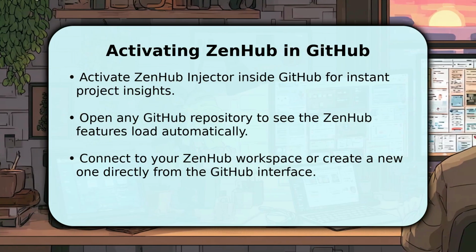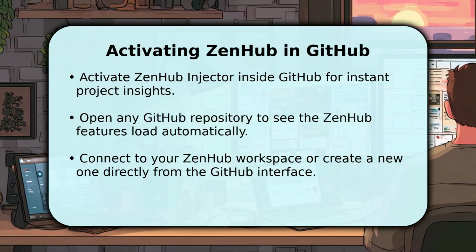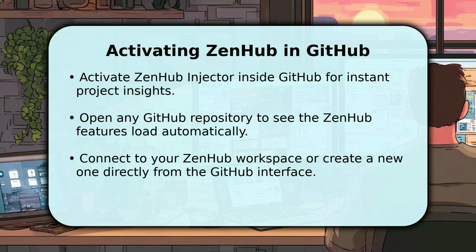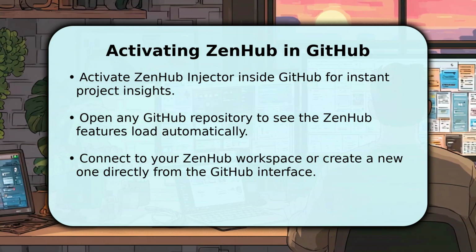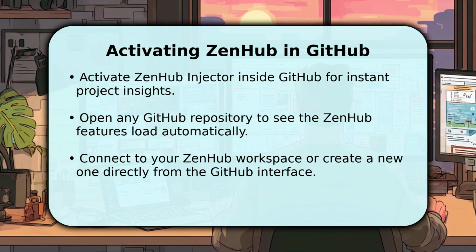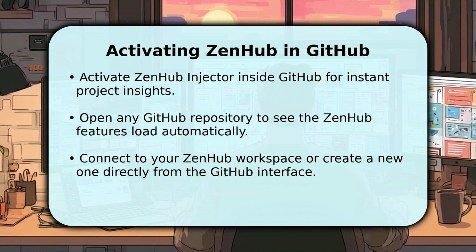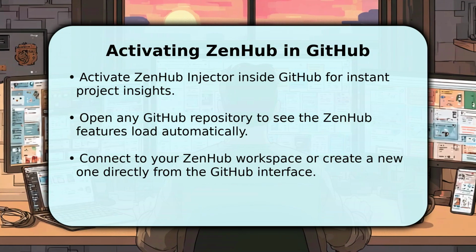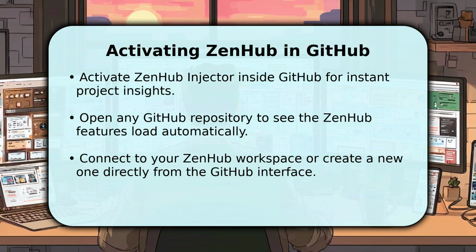With the injector installed, it's time to see it in action within GitHub itself. Simply open any GitHub repository you manage. You'll notice ZenHub features, like boards and roadmaps, automatically appear on the page. If prompted, either connect to your existing ZenHub workspace or easily create a new one.